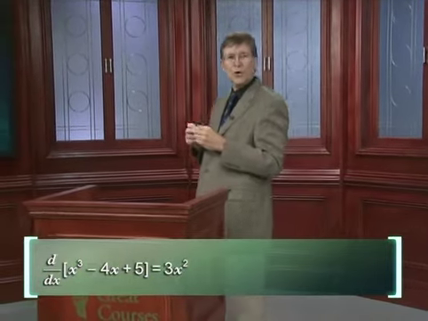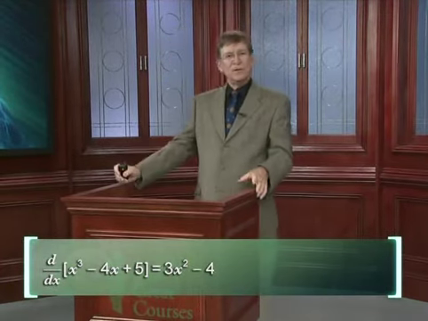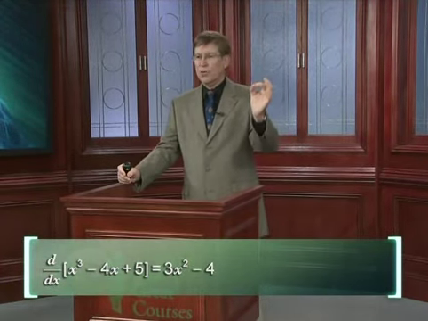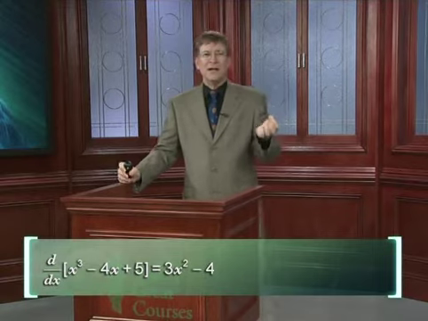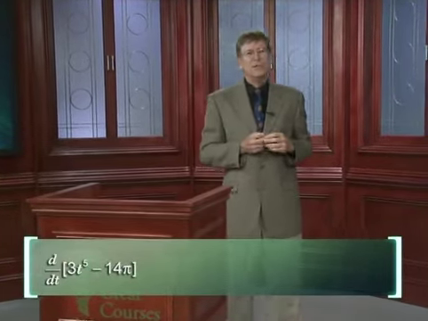3x squared. What's the derivative of minus 4x? Minus 4. What's the derivative of 5? 0. It's a constant. So the final answer is 3x squared minus 4. How about the derivative with respect to t of the function 3t to the 5th minus 14 pi?